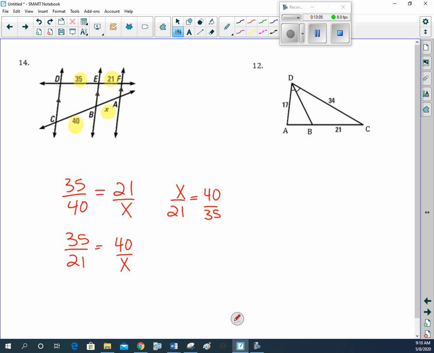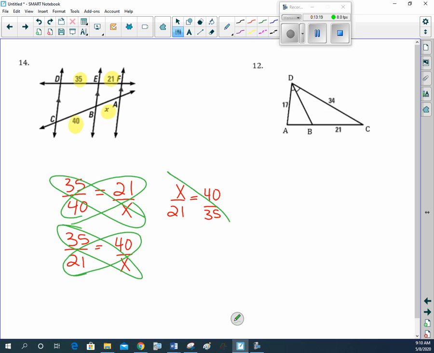So it doesn't matter how I did that. I kept a system. And if I check all my diagonals, they better all be 35x equals 40 times 21. Are they? 35x, 40 times 21, 35x, and 40 times 21. So they all work. There's not one right proportion. You just have to keep the pattern.